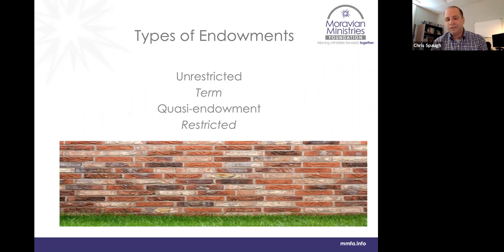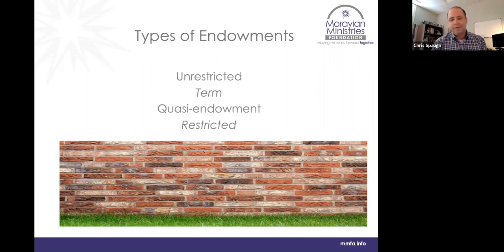You have unrestricted, term endowments, quasi-endowments, and restricted endowments. So what's the difference between all of those? An unrestricted endowment is kind of like unrestricted tithes and offerings to your church. They can be spent, invested, distributed, really at the discernment of the organization receiving the gift. So unrestricted endowments are just that. They can fully be used for the purposes of the organization.